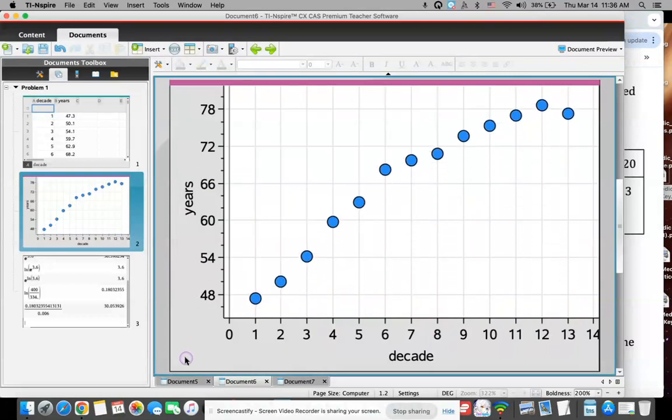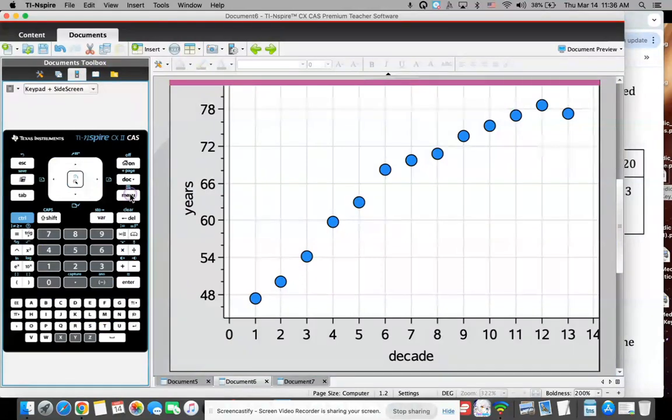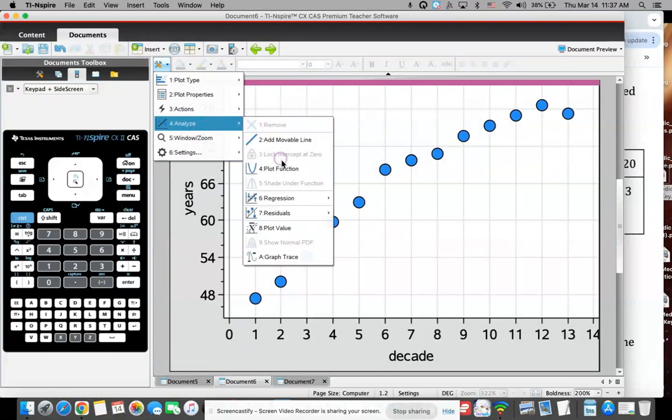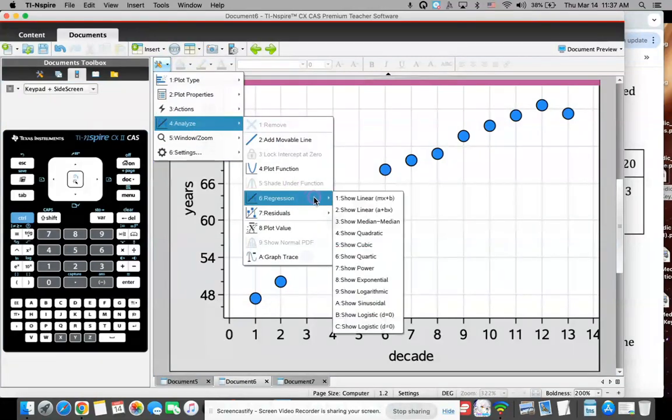So if you need to pause to catch up, then please do so. But this is kind of what you should end up with, something like that. Okay? All right. If you're caught up, I'm going to move on and do the regression. So on your calculator, just hit the menu button. When you hit the menu button, this will pop up. And under Analyze, we have a regression place here, and you can try to make different types of regressions.